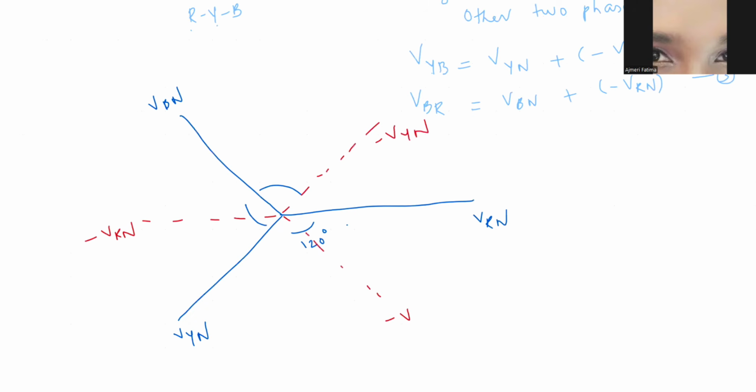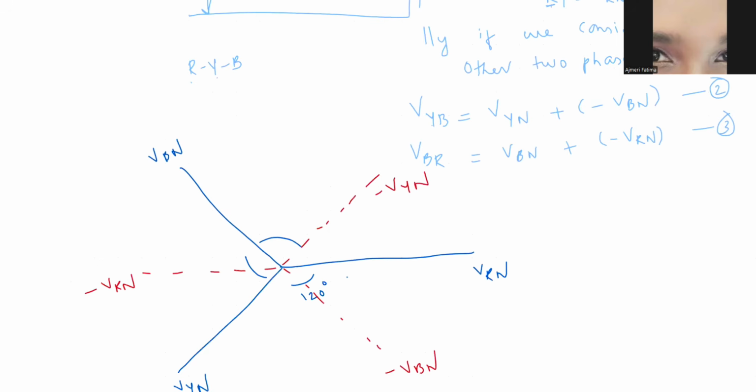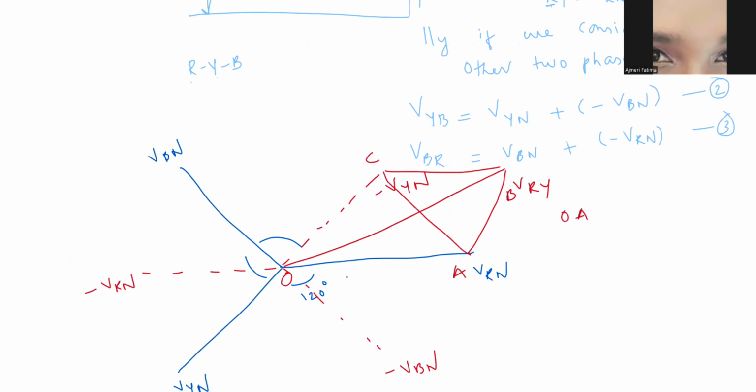If you see equation number 1, what are V_RN and minus V_YN giving? V_RY, no? So we'll just draw. So it's giving us V_RY. Let us quickly draw. So this looks like a rhombus. Let me quickly name this. OABC is a rhombus, and also OB is perpendicular to AC. And in the rhombus, the diagonals are the perpendicular bisectors.